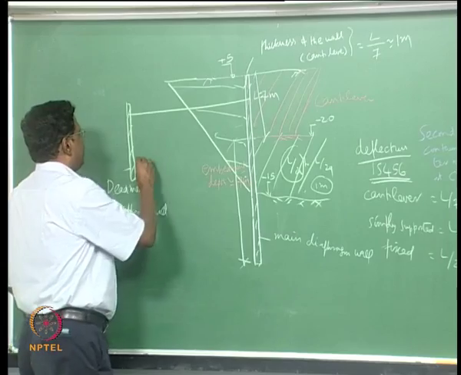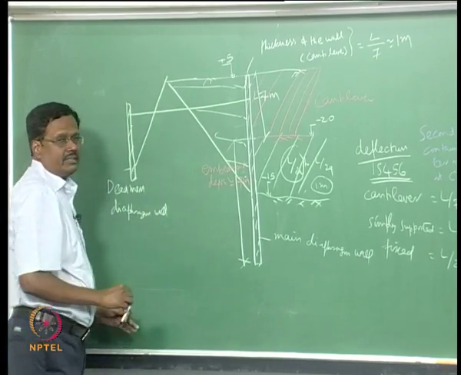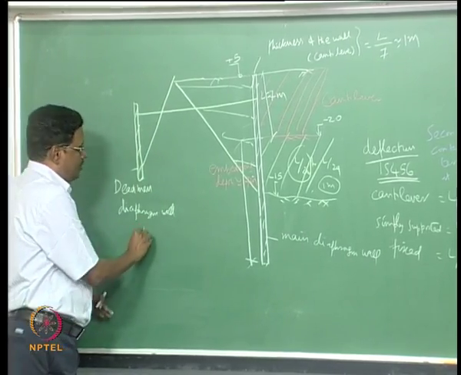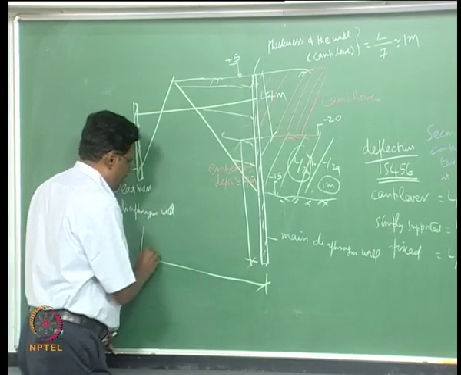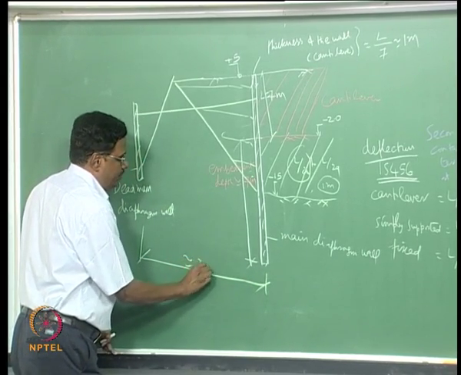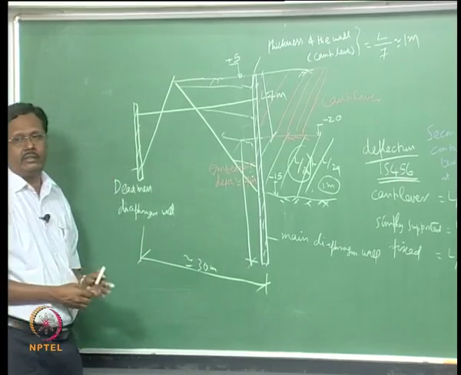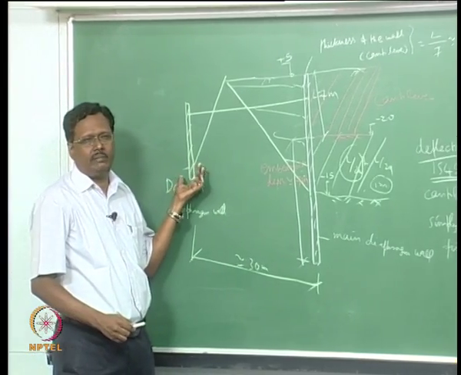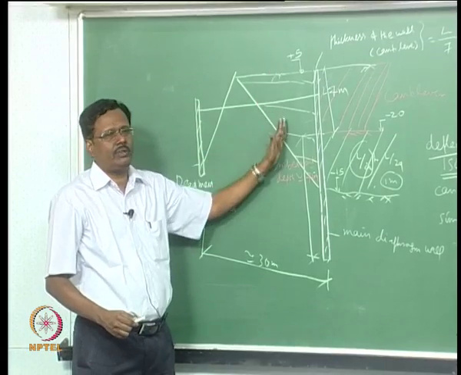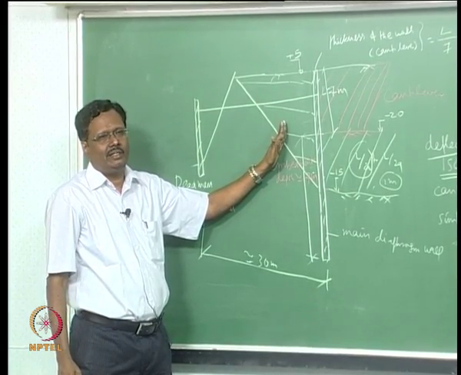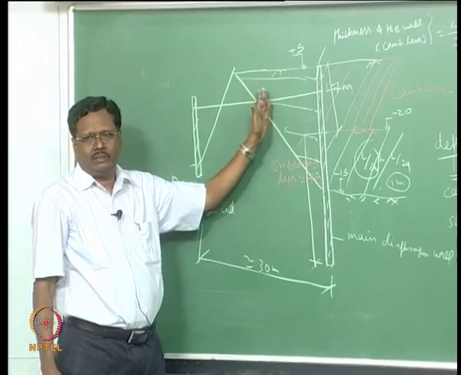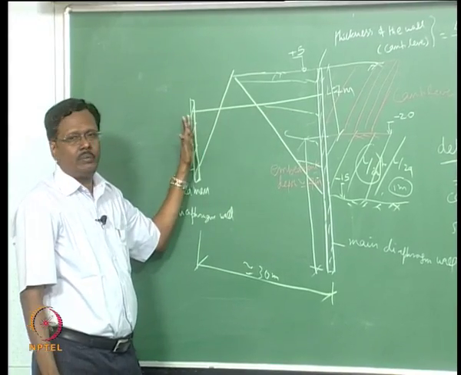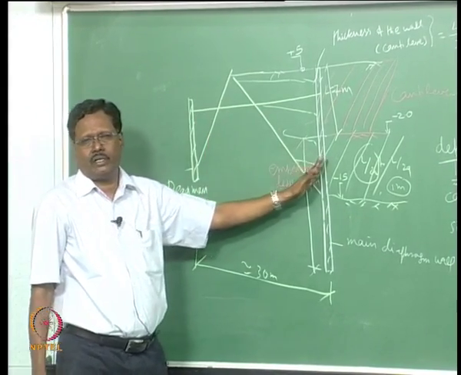Similarly, here also there is a distance called passive resistance. So, this distance should be sufficiently more, typically about 30 meters. You have to calculate where to locate the deadman diaphragm wall. It cannot be very close here. If you put the deadman diaphragm wall here, what happens? It will be in the active zone, it will fail. Anchor wall should be provided far away from the main wall.